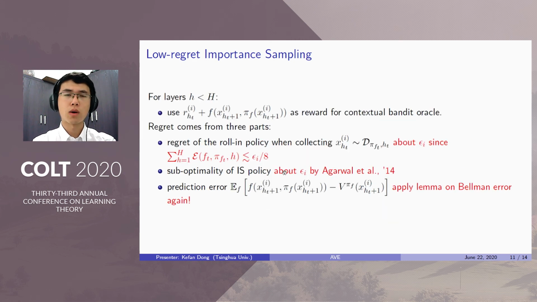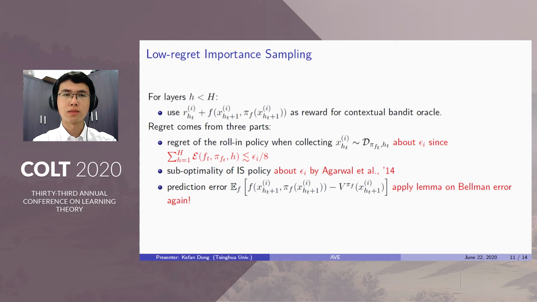And for the case where the horizon is larger than 1, we can use the reward plus a function value as the reward for the contextual bandit oracle. Now the regret comes from 3 parts. The first part is the regret of a roll-in policy. This is low because the elimination step is done at the level of epsilon i. The second part is the suboptimality of the importance sampling policy. This part is bounded if we use the contextual bandit oracle correctly.